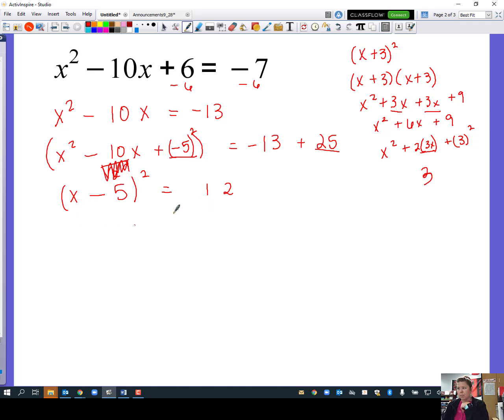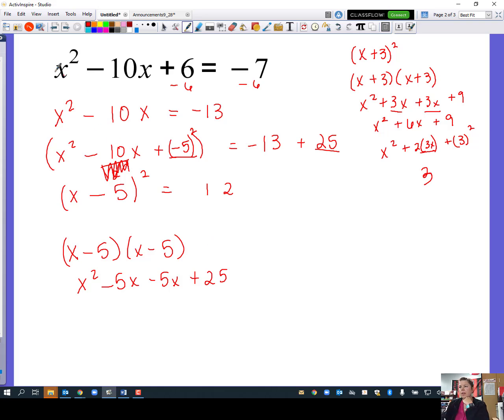And if you don't believe me, we're going to double check. So x minus 5 times x minus 5. X times x gives me x squared, minus 5x, 5 times x, minus another 5x. Negative 5 times negative 5 is plus 25, and we're back to where we started. So it's just the same pattern over and over again. That's what we're using here.